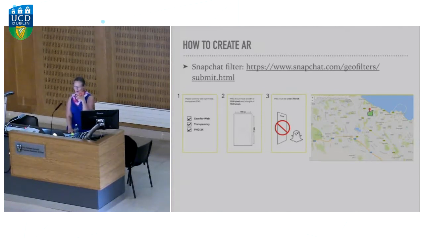All you do is upload a PNG file that is certain dimensions and has a transparent background. Then it goes through an editorial process, and you create a geofence around where people can use your special filter. So I tried and I was rejected. The first time I thought, oh, maybe it's because I've got some UCD branding, and they're rejecting it because I'm not an official UCD employee, or maybe they have guidelines about that.